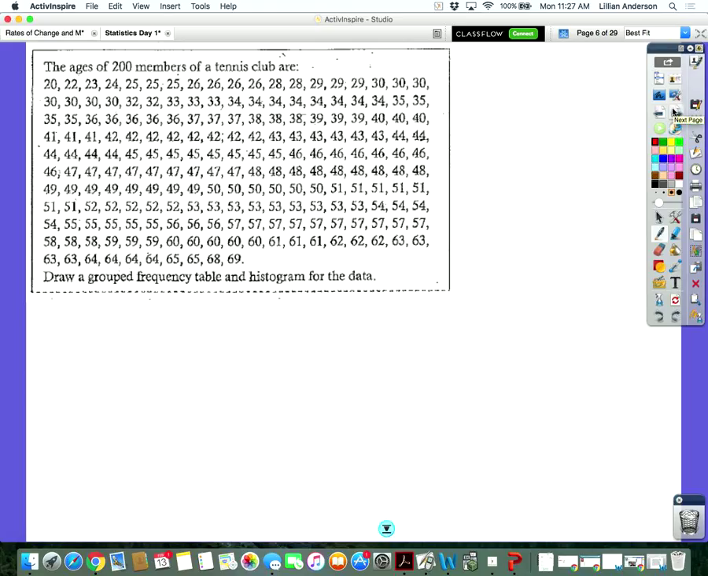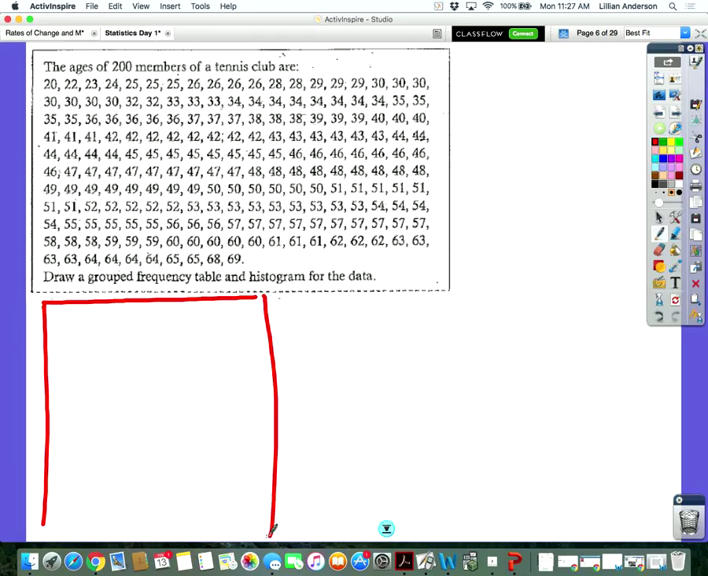All right, so here we go. We have 200 members of a tennis club. This is 200 pieces of data. Now, doing a regular frequency table is still going to be very extensive because you need to have one for 20, 22, 23, 24, 25, and so on and so forth. But for this, you can draw a grouped frequency table, and we're also going to draw a histogram for this data as well. So we need another table, but this time it's going to be grouped.